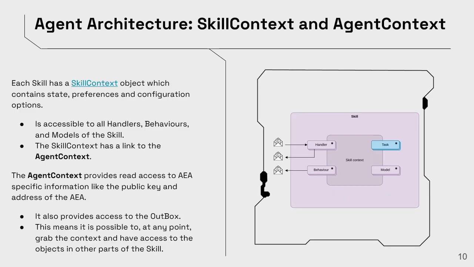Each skill has a skill context object which contains state, preferences, and configuration options. This information is local to that skill. It is accessible to the handlers, behaviors, and models of the skill. Also, the skill context has a link to the agent context, which in turn provides access to the agent-specific information, like the public key and the address of the agent. In this case, it's read access only. It also provides access to the outbox. So that means that it's possible to grab the context from any of those objects and have access to the objects in other parts of the skill.